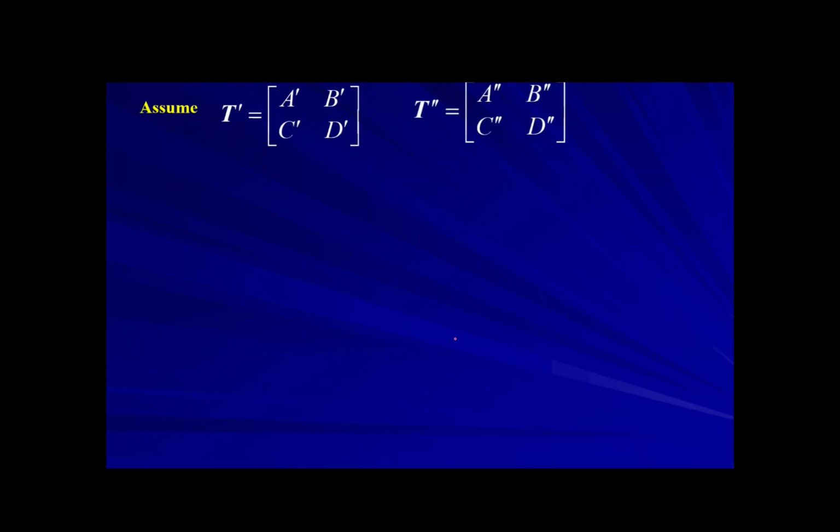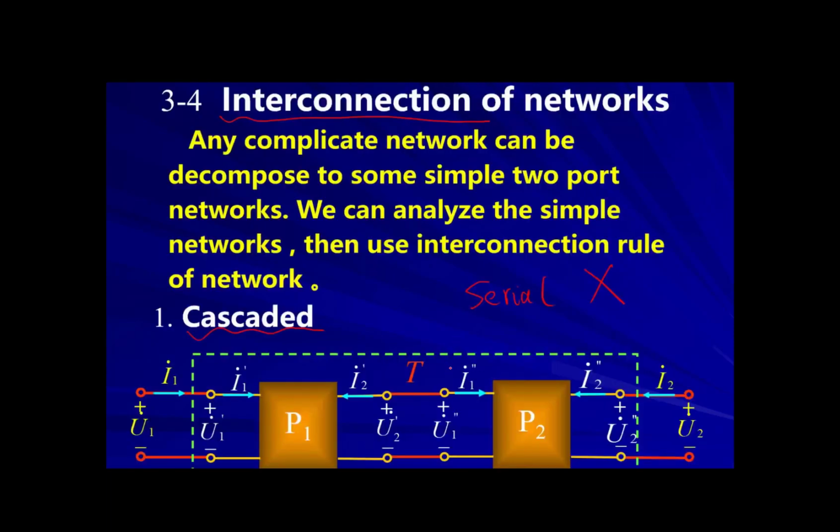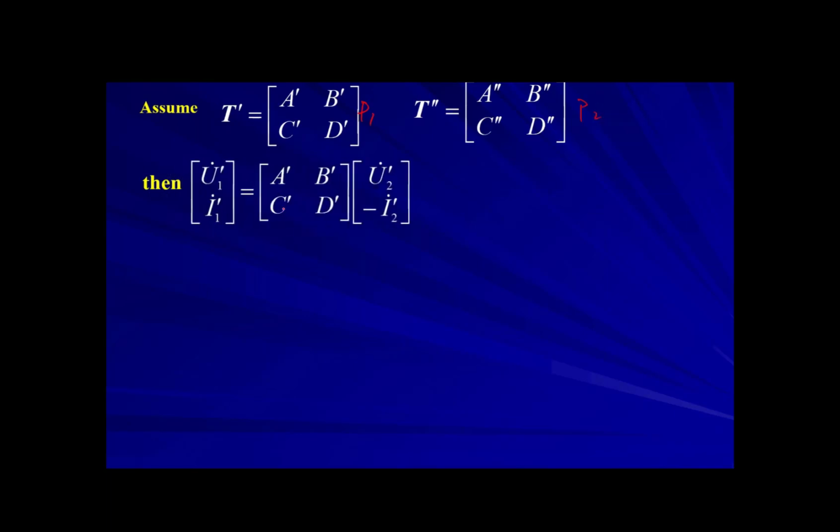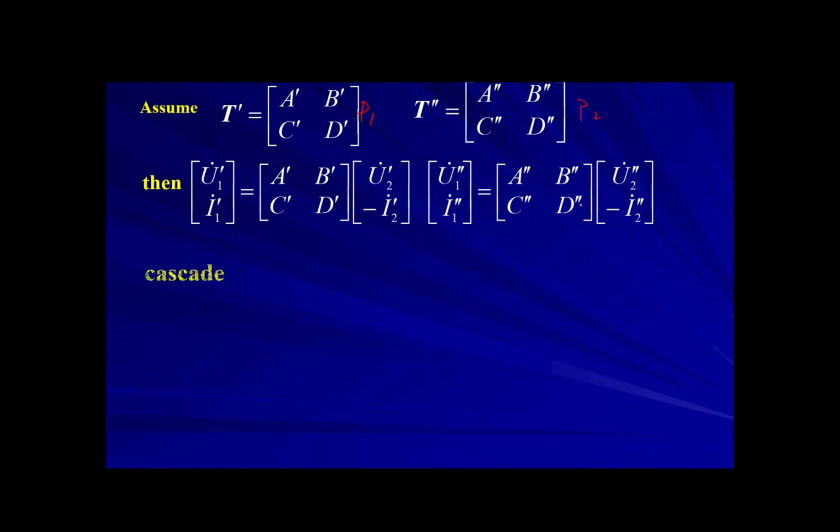For the cascade, we use the T parameter to express the total network. Use T1 to express P1, use T2 to express P2. This is T sharp, T sharp 2 is P2. This is P1, this is P2. This is the P1 expression using T sharp, and this is the P2 expression using T sharp 2.